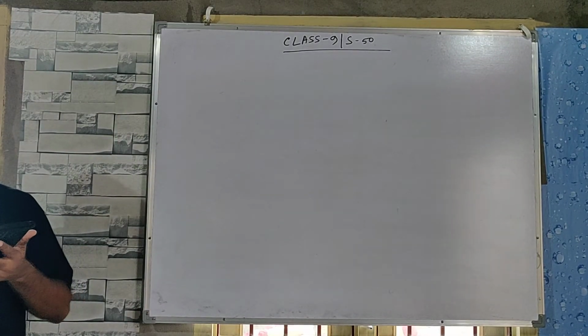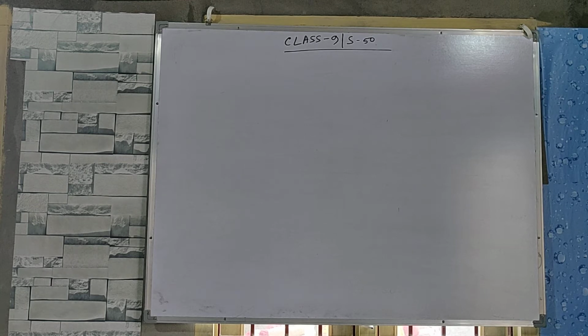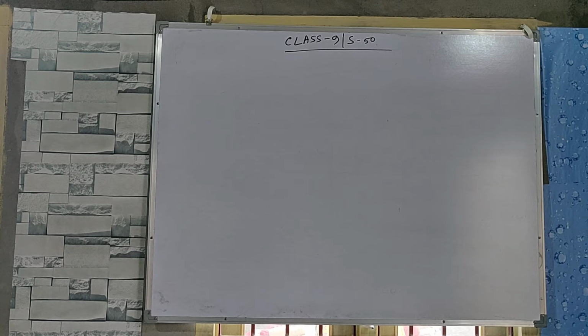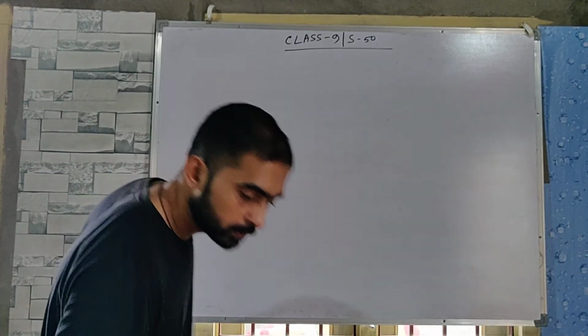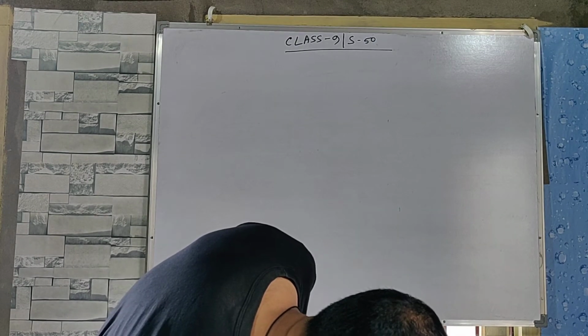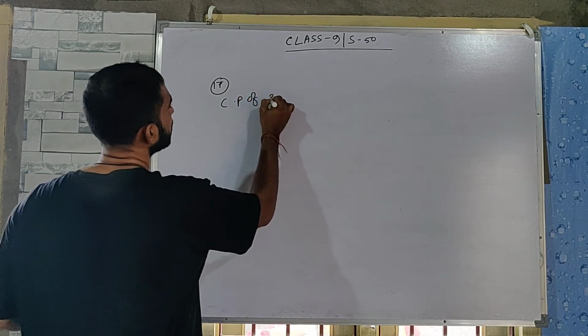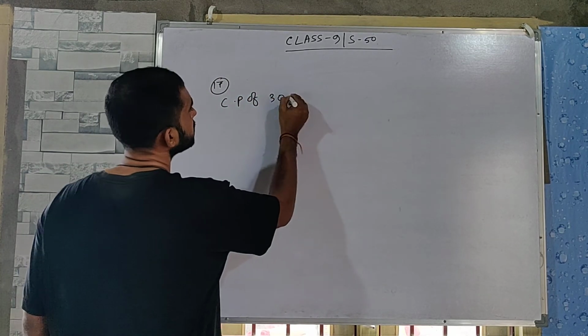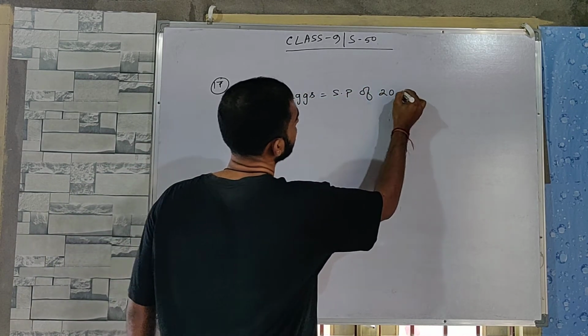Now question number 17. The CP of 30x is equal to the SP of 20x. What is the percentage of profit? CP of 30 equal to SP of 20. So the CP of 30x is equal to the SP of 20x.